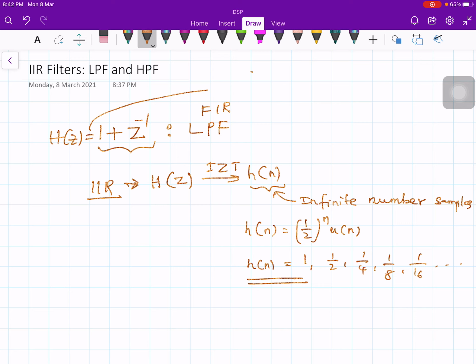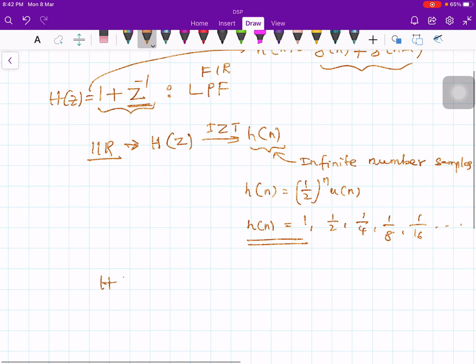For the FIR filter, this is a finite impulse response. Why is it finite? If you take the inverse z transform, h of n is equal to delta of n plus delta of n minus 1, since z inverse gives a delay. Simply, it has only 2 samples. On the other hand, if I take H of z equal to 1 divided by 1 minus z inverse, then this is going to be u of n. It has so many samples.